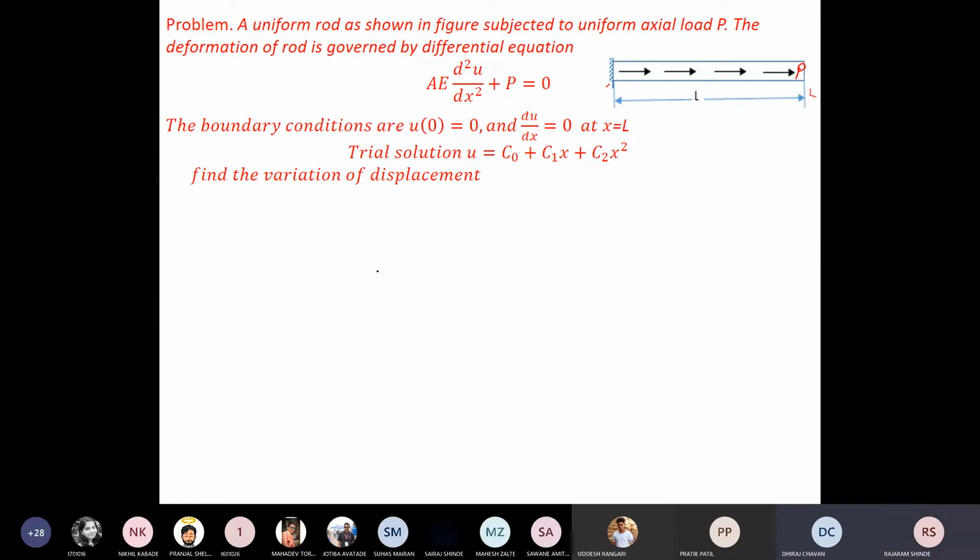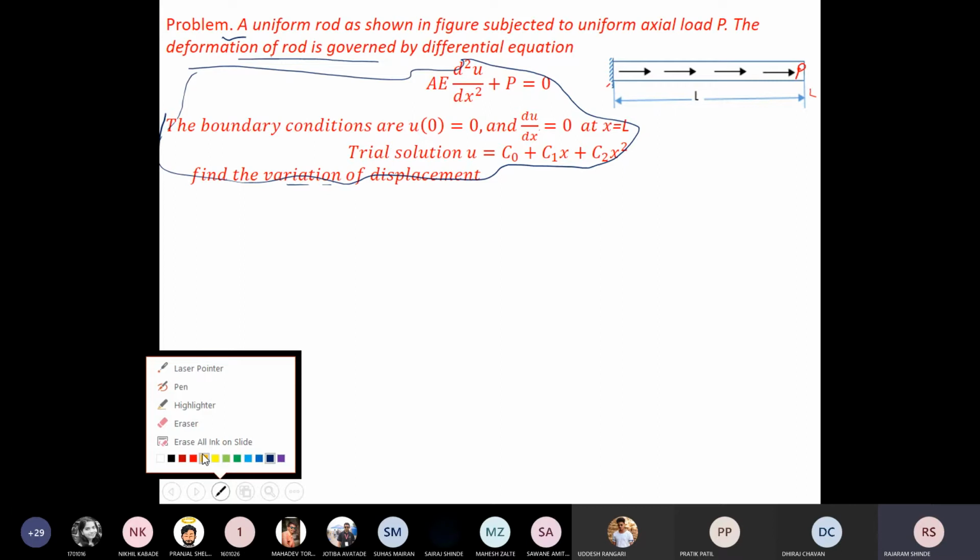Now see here, before starting this, I will explain the problem. This total data I have given here, but only this is the statement of the problem. That means a uniform rod as shown in figure subject to uniform axial load. The deformation of rod is governed by the differential equation. Find the variation of the displacement. The governing equation is not required in the statement. Why it is not required, I will tell you.